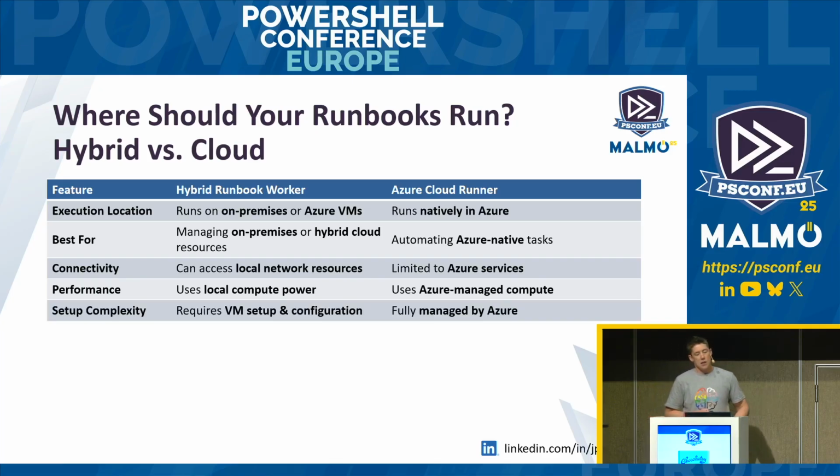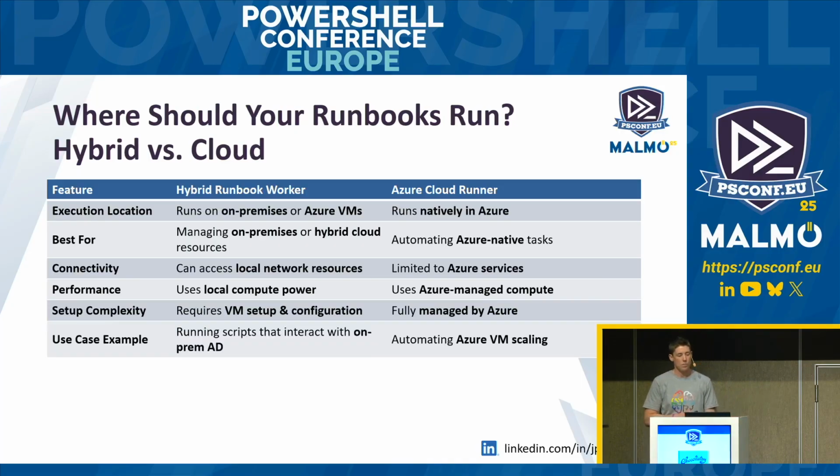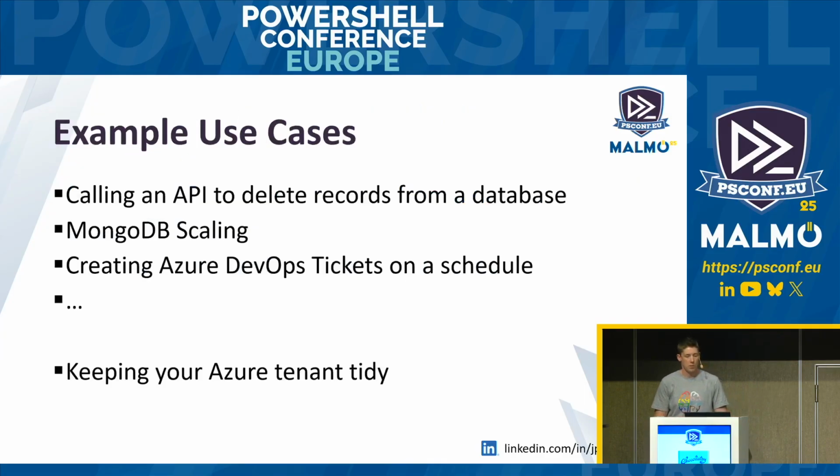The setup complexity: the Azure Cloud Runner is just built in. It's just ready to go. That's what we'll use today in our demos. The other one, the hybrid runbook worker, which is just an absolute mouthful, you obviously need to create a VM or have a VM and then configure that connectivity. Finally, a use case for either of them: if you need to be integrated with your on-prem AD and you need to be managing local resources, you're going to choose the hybrid option. If you're automating Azure VM scaling or Azure tasks, stick with the Azure Cloud Runner.